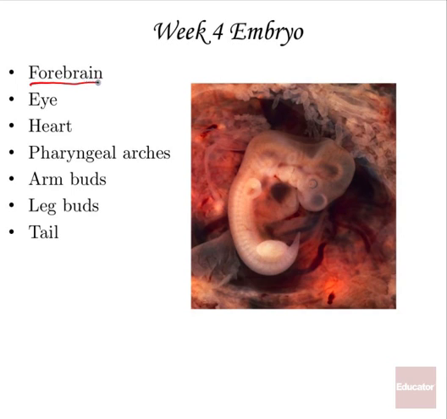So the forebrain, which becomes the majority of the higher brain, that's right here. Forebrain is in this region. The eye, I think you can probably notice the eye already at week 4, right there. The heart, should have used red for that, but I'll use blue. So the heart, right in this region. The pharyngeal arches. Oh, I already used green. Purple. The pharyngeal arches. What the heck are those?